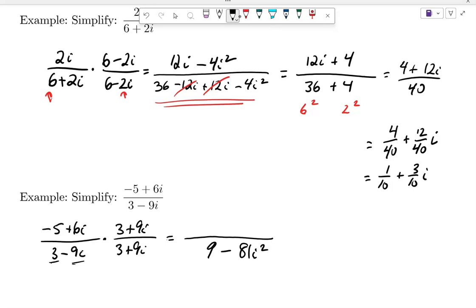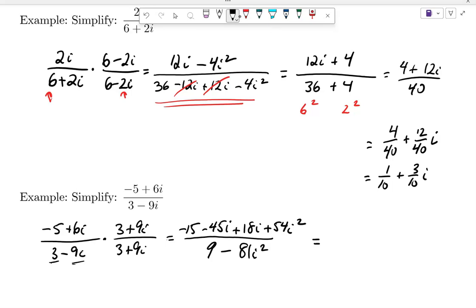What do you get when you distribute out the numerator? Minus 45 plus 18 plus 54 i squared. And we're doing our distribution just like what you would do with any polynomials, right? It's just FOIL, nothing big there, right? The denominator, the same idea. We just have the middle terms are going to cancel. They're going to go away.